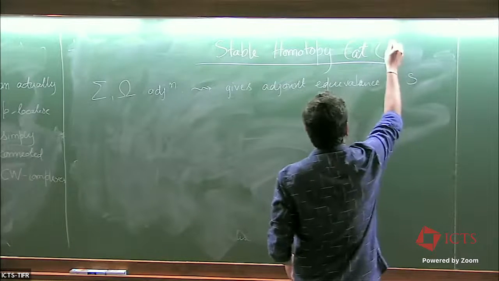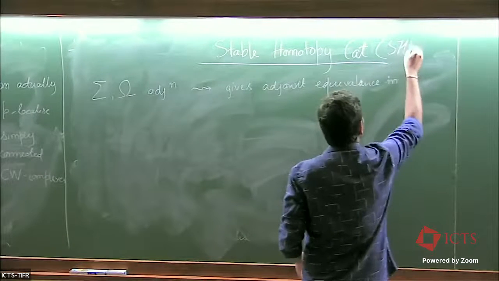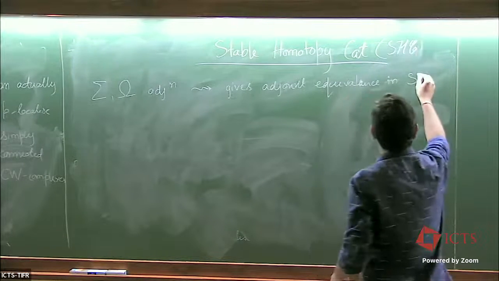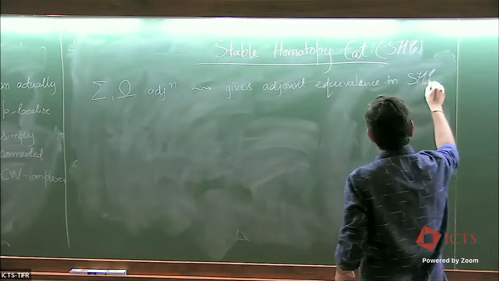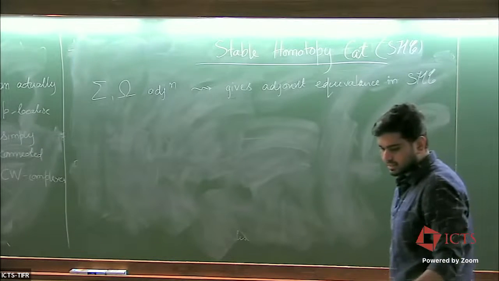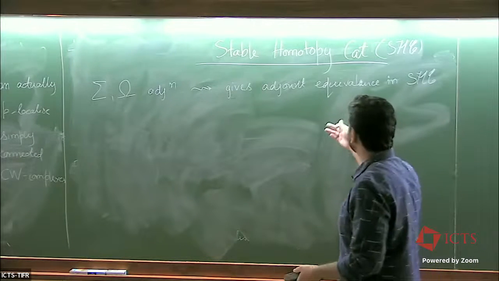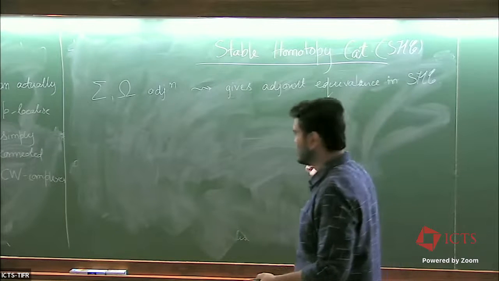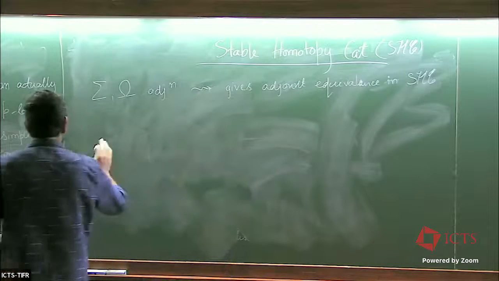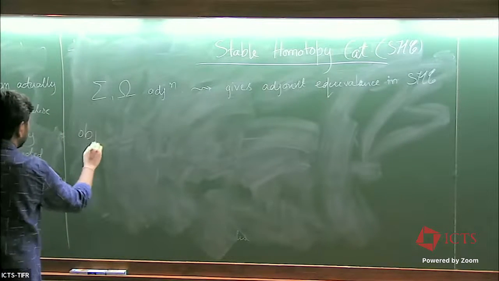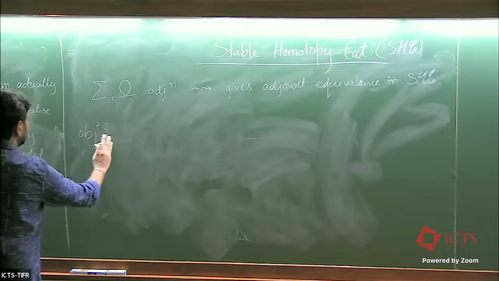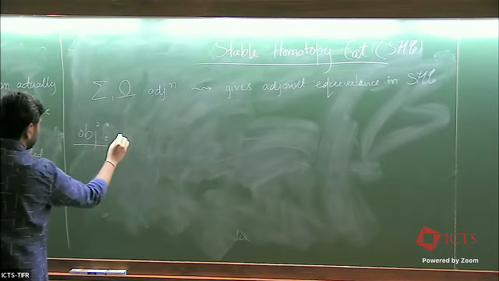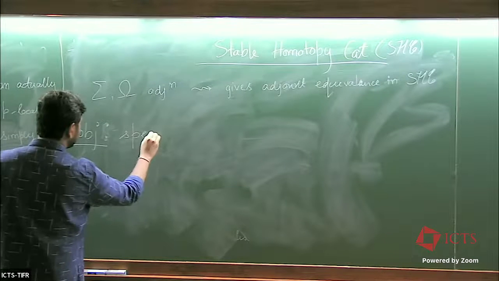So stable homotopy category. And that is how we land in the stable homotopy category, where this suspension and loop adjunction is actually an equivalence of this category, the stable homotopy category. So what are the objects of this category? The objects are called spectrum, in plural spectra.